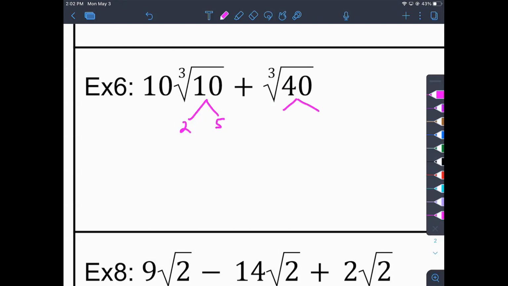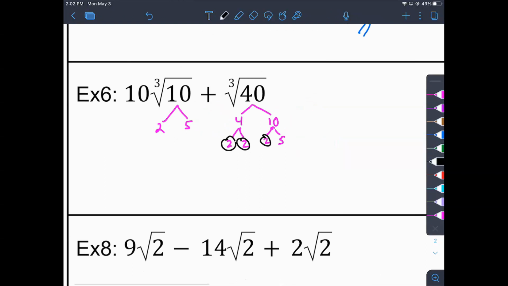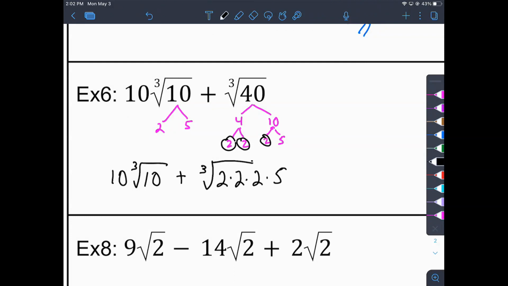40 would simplify into 4 times 10. And 4 breaks into a 2 times a 2. And a 10 breaks into a 2 times a 5. Oh, hey, look at that. I have 3 2s. Which means the cube root of 40 can actually be written as the cube root of 2 times 2 times 2 times 5.